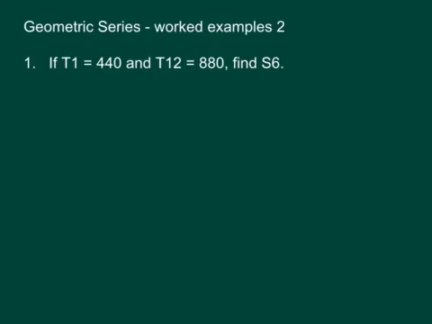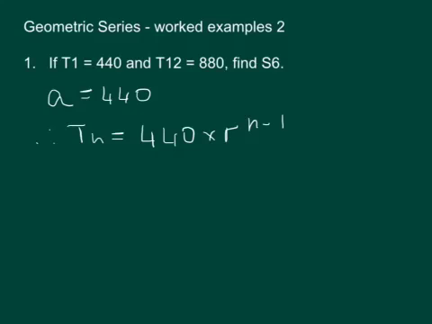Okay, so here we're told the first term is 440. Well, that means A is equal to 440. And we're also told something about the 12th term, but for the moment this is what we can say. The geometric sequence that leads to the series is going to be 440 times r to the power of n minus 1. And what we'd like to do now is find a value for r.